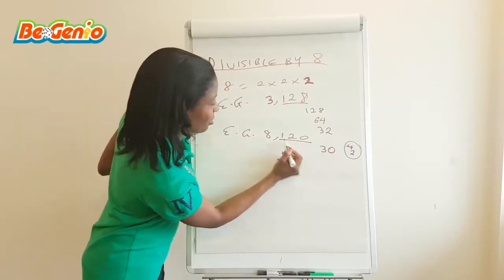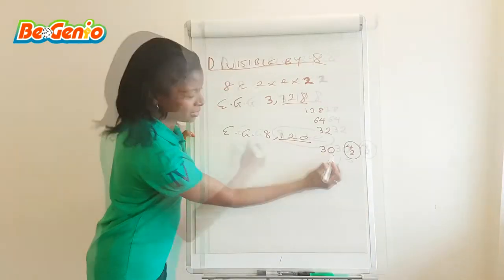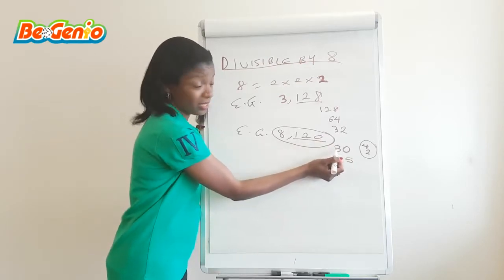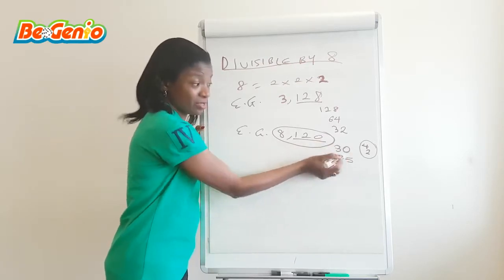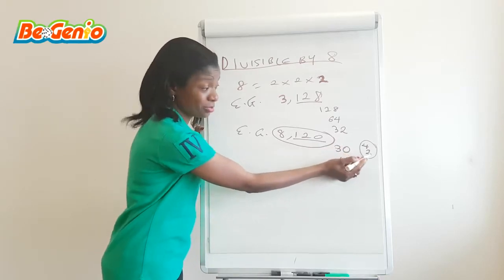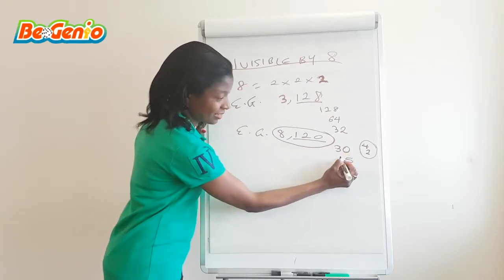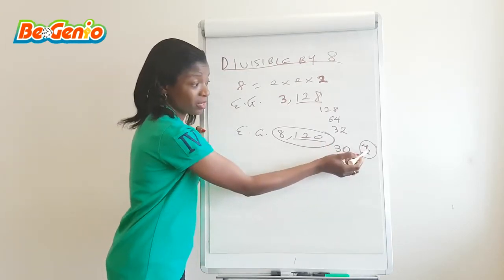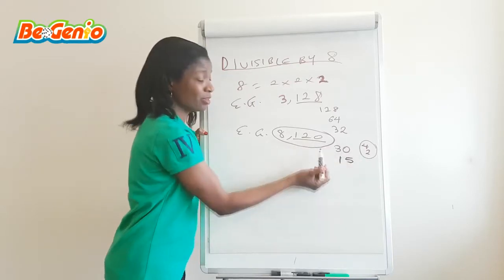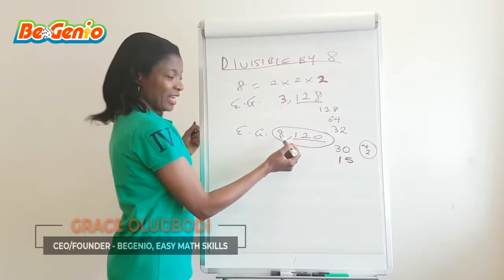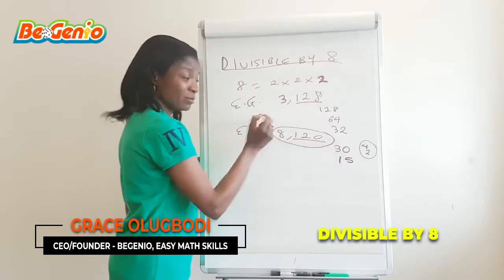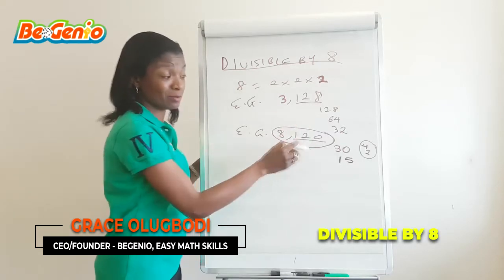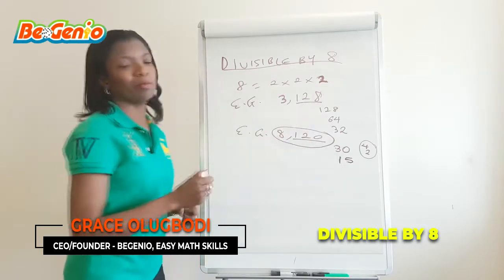So it is divisible by 4. 120 divided by 4 is 30. Then we check this 30 to see whether it's also divisible by 2, which gives 15. So it is divisible by 8, because it's divisible by 4 and 2. So 120 is divisible by 8, and because of that, 8,120 is divisible by 8. Remember the rule: if the last 3 digits are divisible by 8, then the whole number will be divisible by 8.